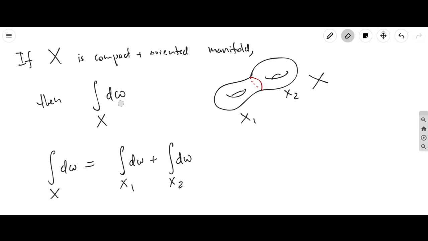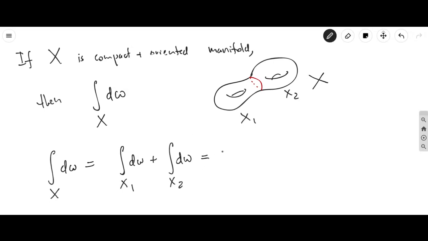Again, we're being kind of sloppy here because we've not really carefully defined integration on manifolds. We're only talking about integration on chains, but it does kind of make sense. You sort of split it into two pieces, and these are two manifolds, and this is their common boundary.